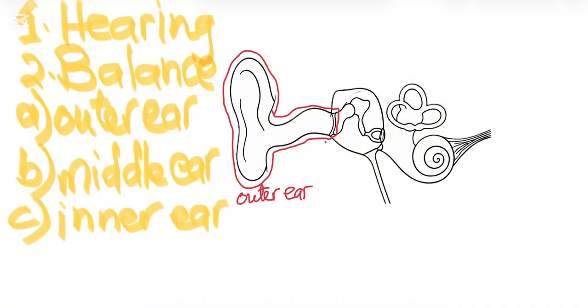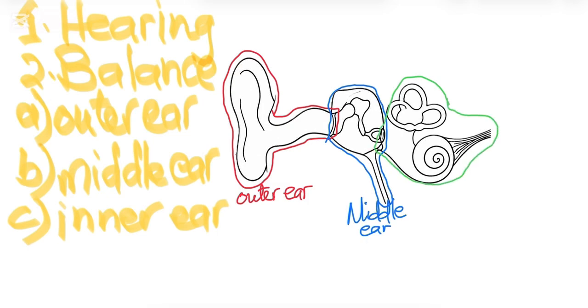Then the next section would start from here and then it goes down like this and comes back here, and that's our middle ear. And lastly, our inner ear. Our inner ear consists of these structures and those two little things. Then it comes to the side, and that's our inner ear.